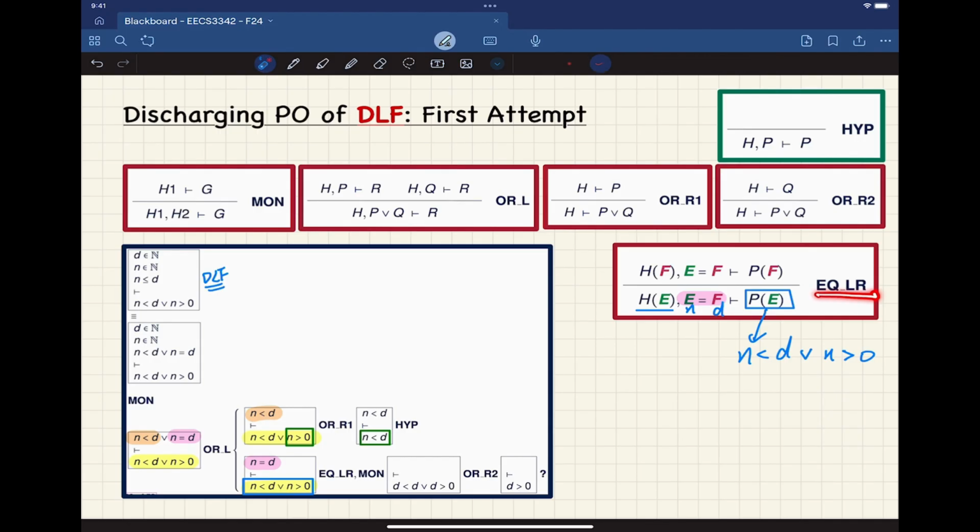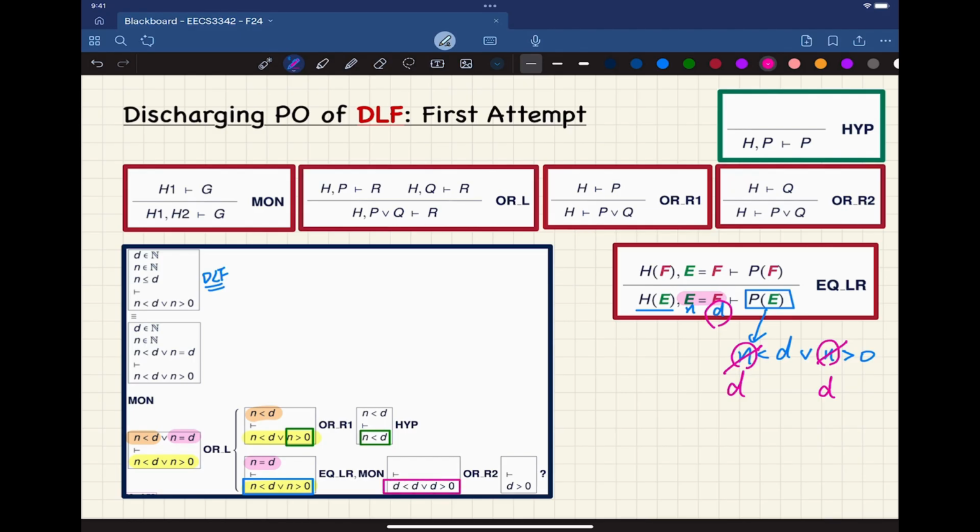EQLR. That is to say, I want to replace every occurrence of E by D. That's how I interpret the rule. So now where is E? This one here, and also this one over here. Replace every occurrence of them by F, which is D. This by D, this by D. That's something you want to also practice yourself and convince yourself. It's really applying the rule. Once I've done that, I'm going to get D less than D, and also D larger than 0.